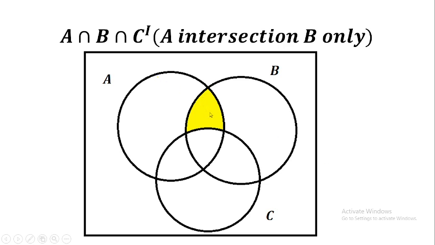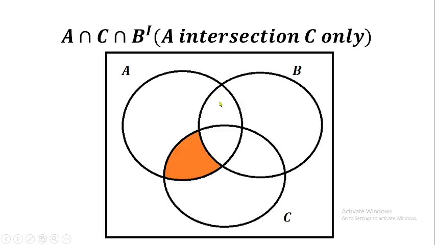Then the elements here mean elements in A intersection B only. A intersection B only is the elements that are here. That is A and B but not C. So all the elements common to A and B only but not C are here. I hope you understand that now. A intersection B only are here.